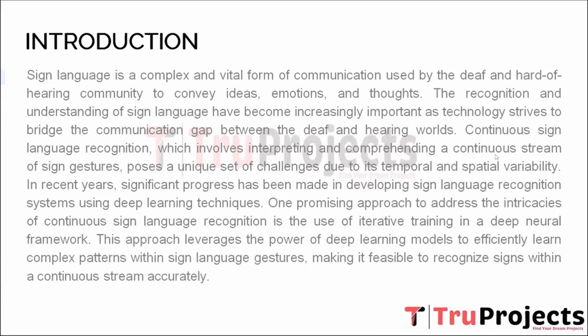This approach leverages the power of deep learning models to efficiently learn complex patterns within sign language gestures, making it feasible to recognize signs within a continuous stream accurately. In this research, we propose a novel deep neural framework designed explicitly for continuous sign language recognition by employing iterative training techniques. The key objective of this study is to improve the recognition accuracy and robustness of the system, enabling seamless real-world applications and enhancing the communication experience for the deaf community.